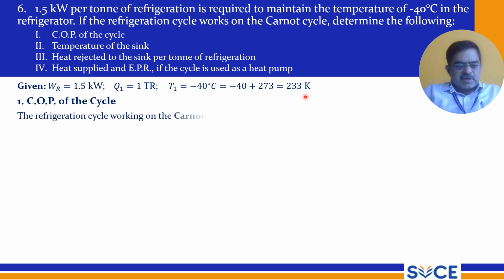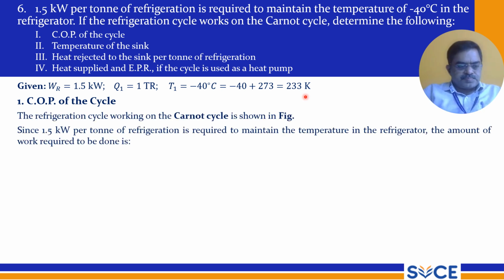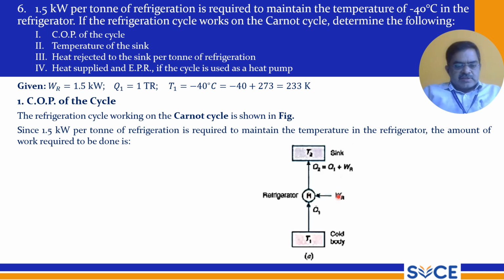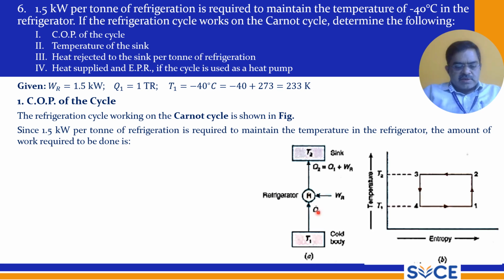And the COP of the cycle, it can be shown like this. Since 1.5 kilowatt per ton of refrigeration is required to maintain the temperature in the refrigerator, the amount of the work required to be done is like this. So this is the simple schematic, and you can see the TS diagram. And T1, it is cold body, and this is Q1, and WR required by this refrigerator, and we have Q2, that is heat rejected, and Q1 plus WR, so that is T2, so that is sink, and cold body temperature is T1 and sink temperature is T2. So with this we can easily solve this.